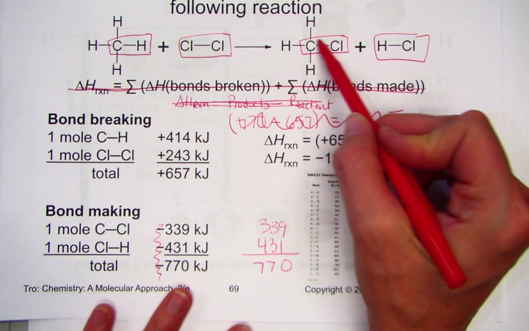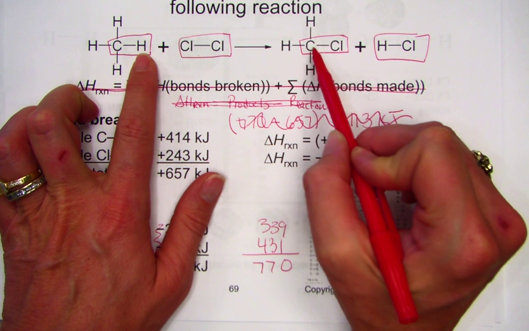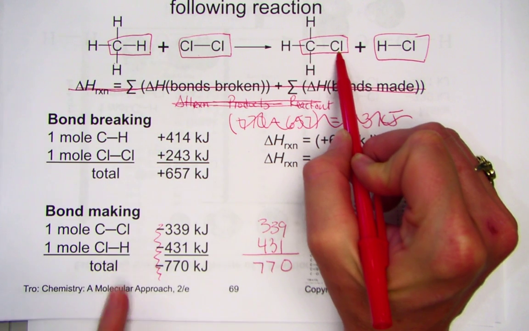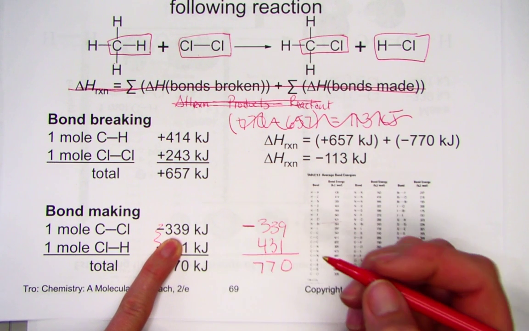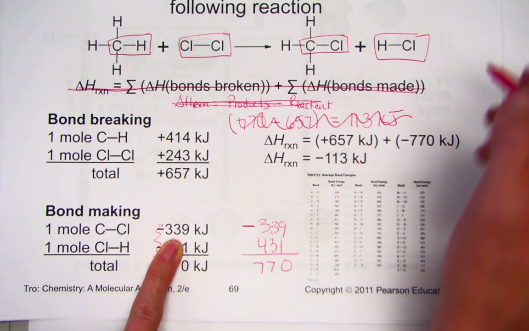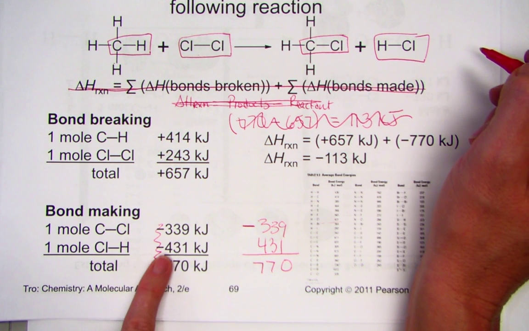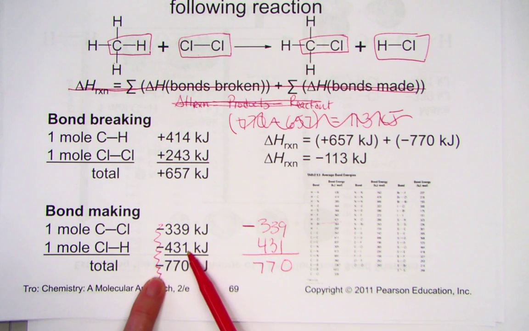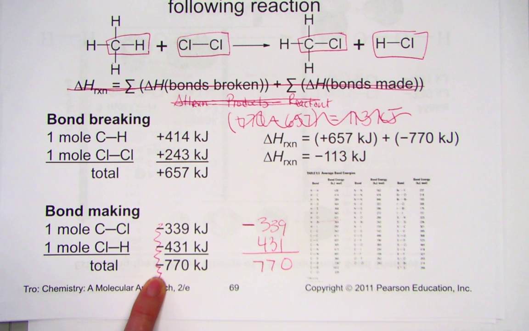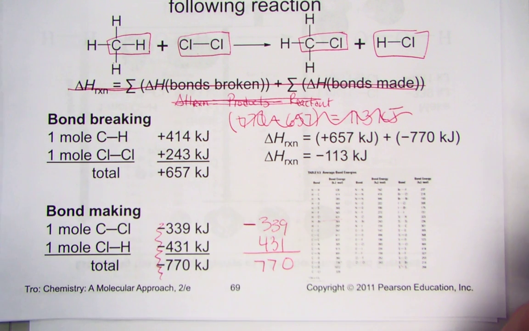Over on the product side, I had to create a carbon-chlorine bond. On the reactant side it was a carbon to hydrogen; on the product side now, it's carbon to chlorine. Carbon to chlorine, 339. Notice the negative sign is placed there because now the bonds are making, and that's exothermic, a negative value. We made an HCl. For HCl, I just look up hydrogen to chlorine, which is 431. Report that as negative because it is forming a bond. Those are exothermic. The total energy for the product side is negative 770.